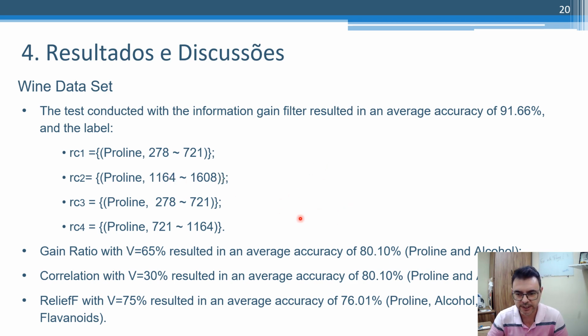Again, another test with another filter: gain ratio with V equal to 69% results in an average accuracy of 8%, with correlation with V equal to 30%, we have 18.10%, and relief with V at 75%, we have an average accuracy of 60.01%.